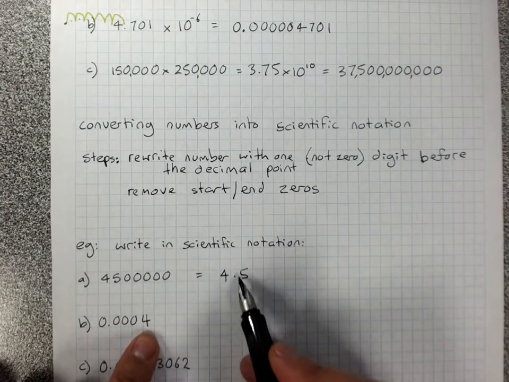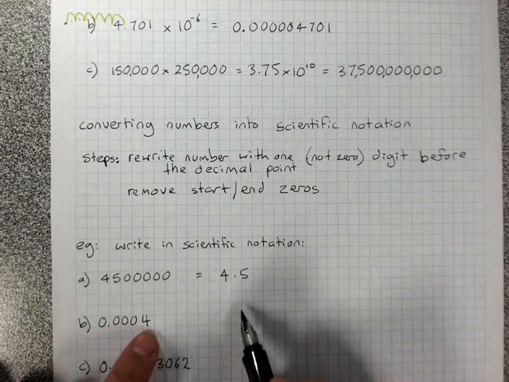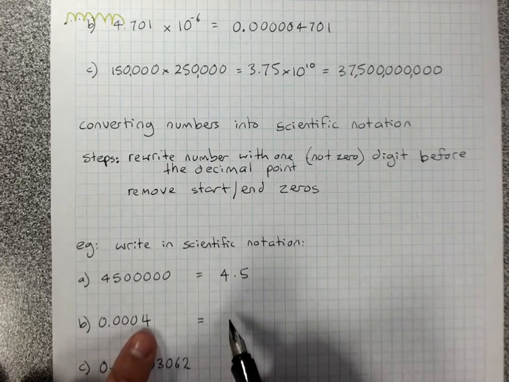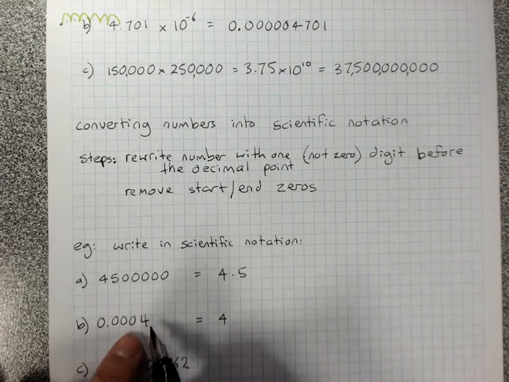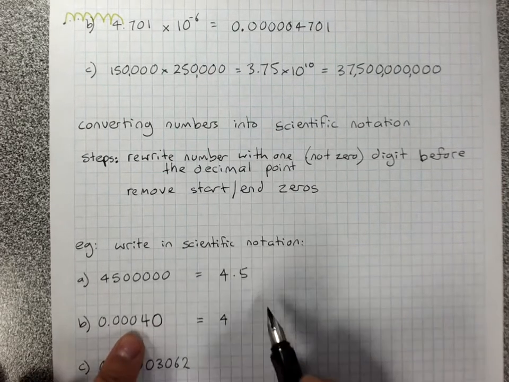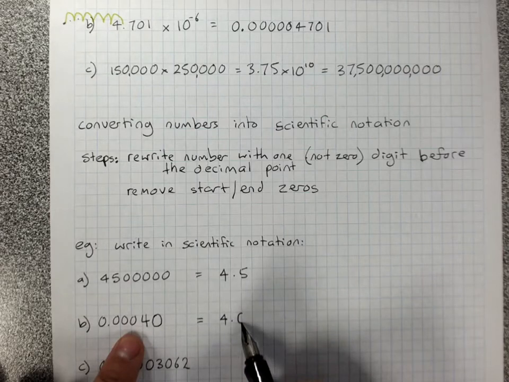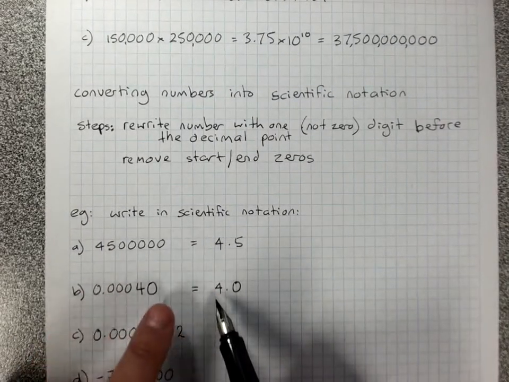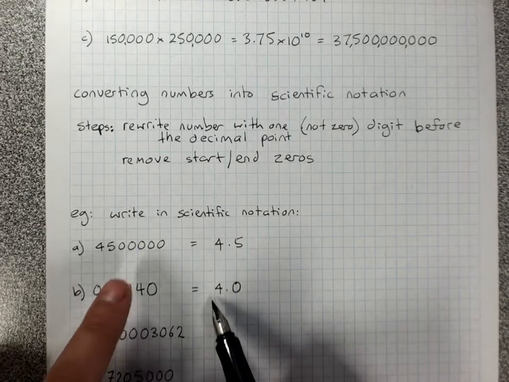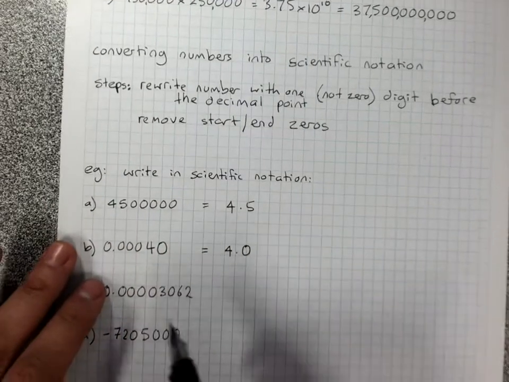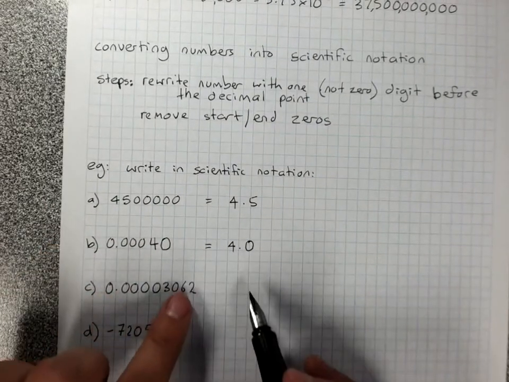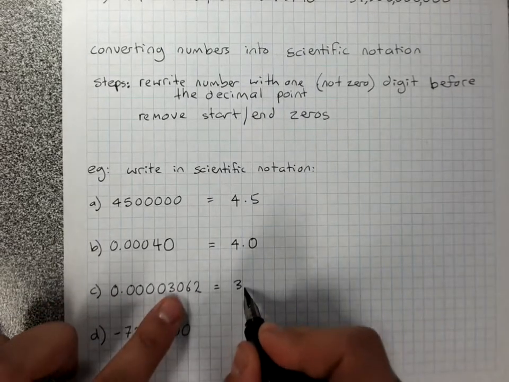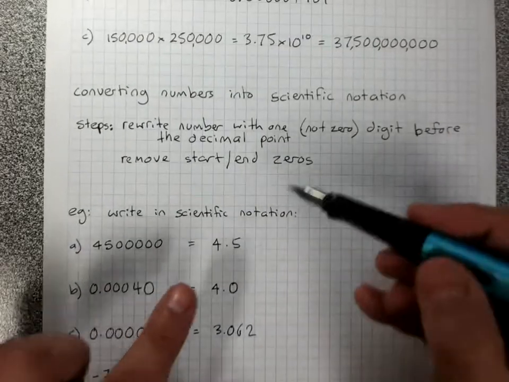Easiest actually to make sure there is 1 digit after the decimal point. So this one here, I'm going to write it as 4. I'm going to need at least one number after the decimal point, so 4.0. But after that, no start or end zeros. So these zeros go away, these zeros go away. These zeros will go away, but not the one in the middle, because we can't change the meaning of the number. So this will be 3.062.